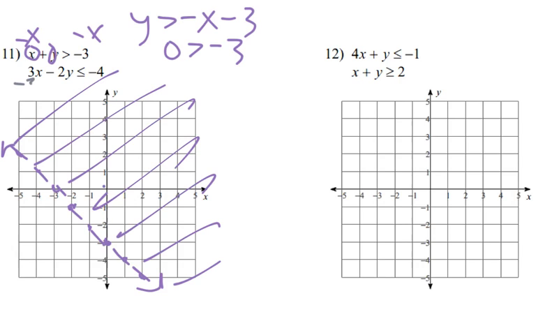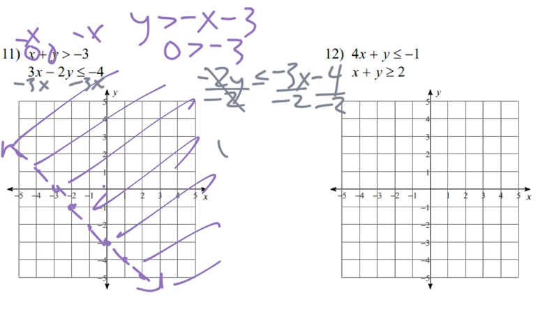Now gray, we'd subtract 3x to get negative 2y is less than or equal to negative 3x minus 4. Divide by negative 2, what happens when we divide by negative? We get y is greater than or equal to instead of less than or equal to. Negative over negative, so we get 3 over 2 x, negative over negative, plus 2. So up to positive 2, up 3 to the right 2, or down 3 to the left 2.